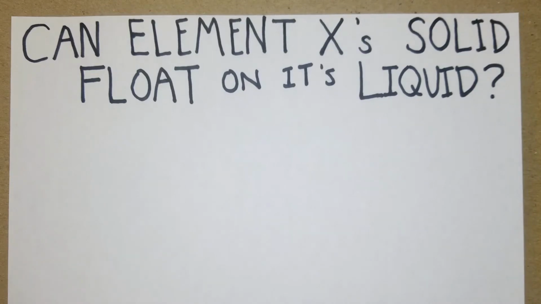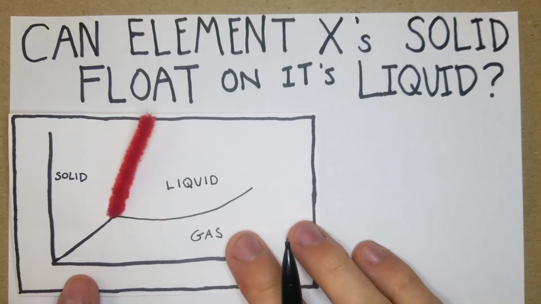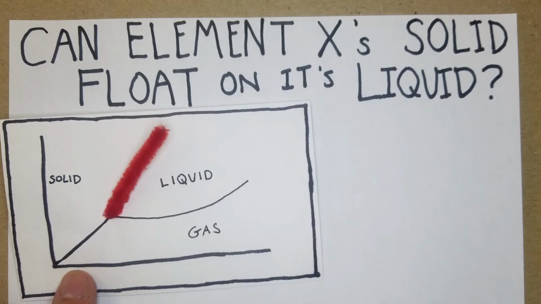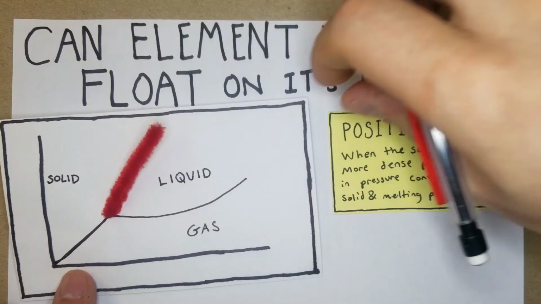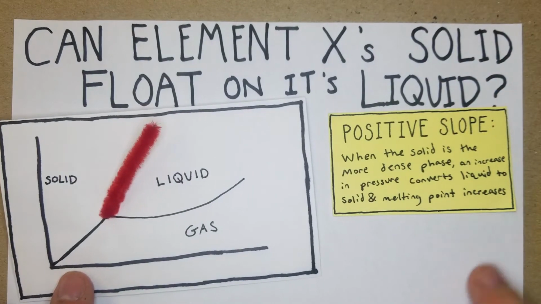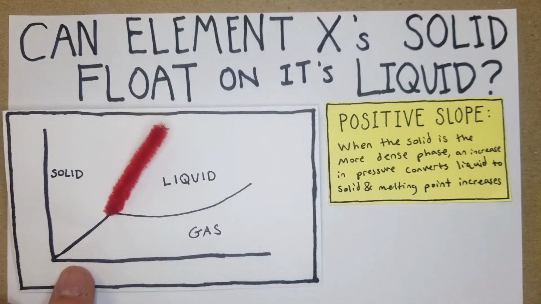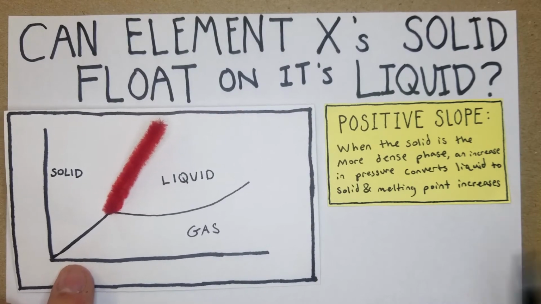So what I tried to do here is make a phase diagram to just show this trend with an adjustable slope. Like I said, with most elements you're going to have a positive slope, and here's what this positive slope basically means. If you have a positive slope, the element in its solid phase is going to be the more dense phase, and an increase in pressure converts liquid to solid, and the melting point increases as a result.